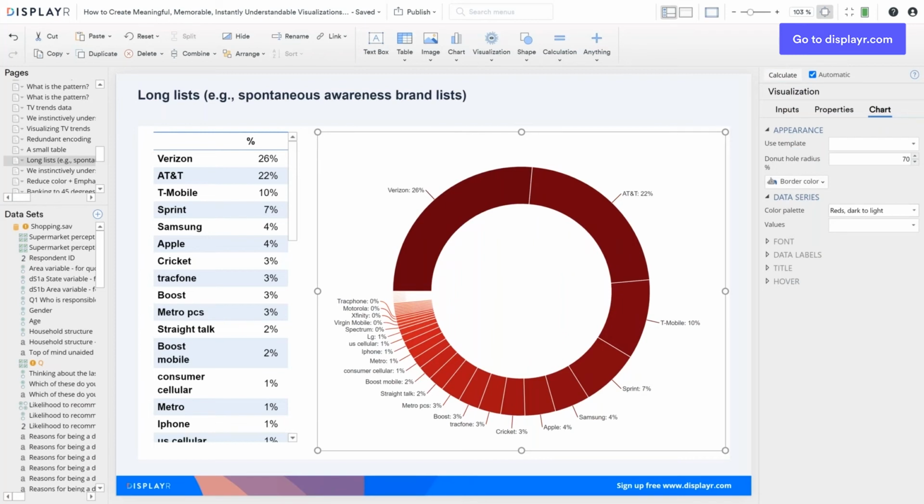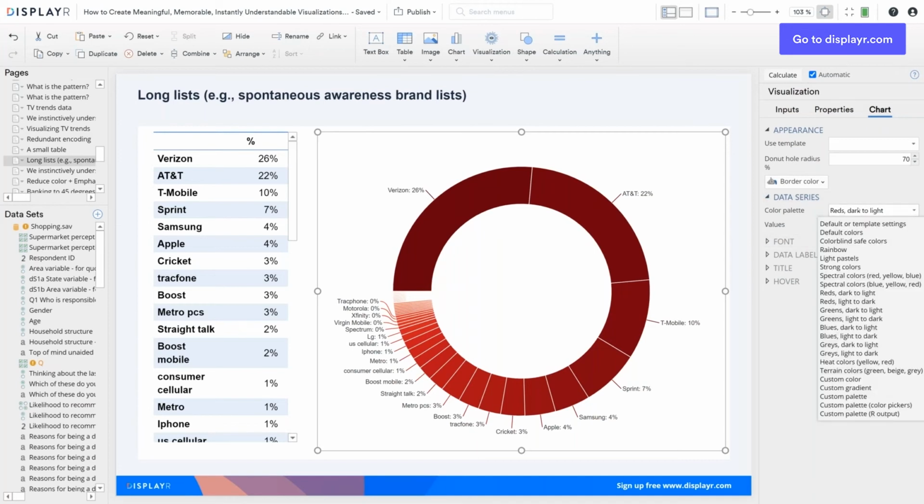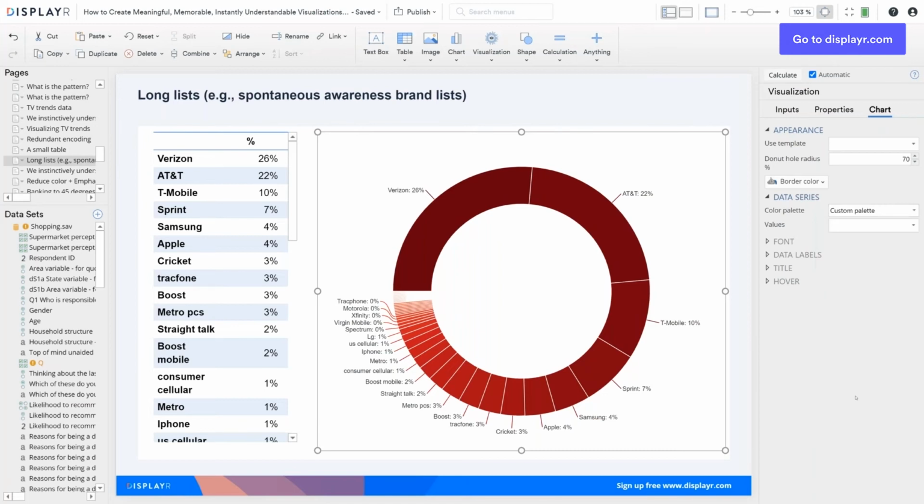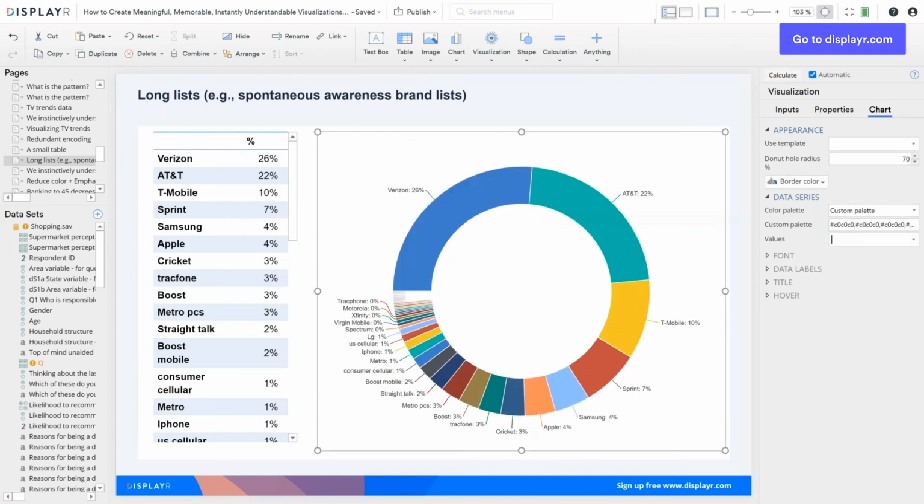I'm actually going to remove a lot of color. So while we've got a redundant encoding here, it's often sensible to remove color. I'm going to do it by choosing custom palette, which allows me to type everything in little codes. So I'm just pasting in some that I've already copied just before. I'm just going to make everything gray.